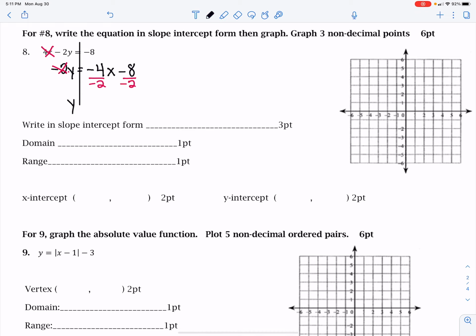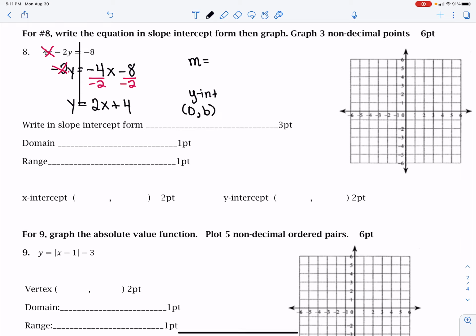So then I have y equals negative divided by a negative is a positive. 4 divided by 2 is 2x. And negative divided by a negative is a positive. 8 divided by 2 is 4. All right, now that I have it in slope-intercept form, I can identify the slope and I can identify the y-intercept. Okay. That y-intercept is the b value.